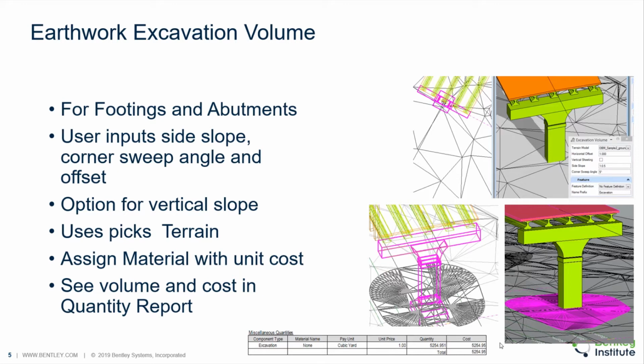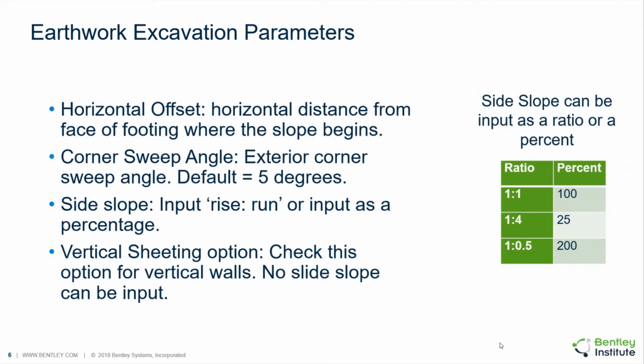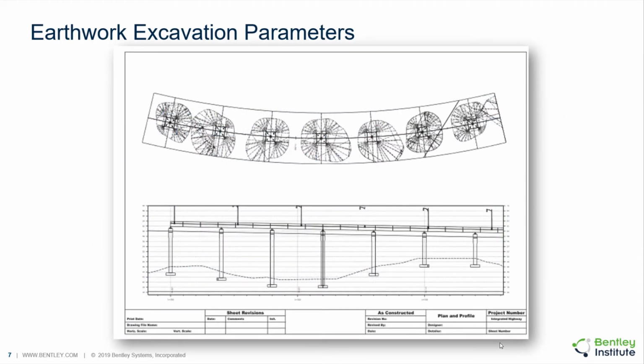And then it gives you not only that excavation as a terrain tool, but as well, you can assign cost to the volume that is being removed. So these are the parameters that you can enter. The horizontal offset, so 5 feet away from my footing, right? And since the footing is rectangular, for example, I have to round the corners. So I want to round it 5 degrees, and I want to go 2 to 1 going down to a certain elevation. So those are the parameters that you enter by hand.